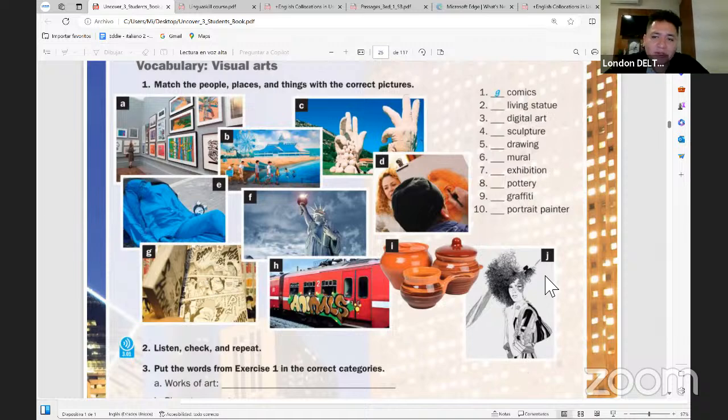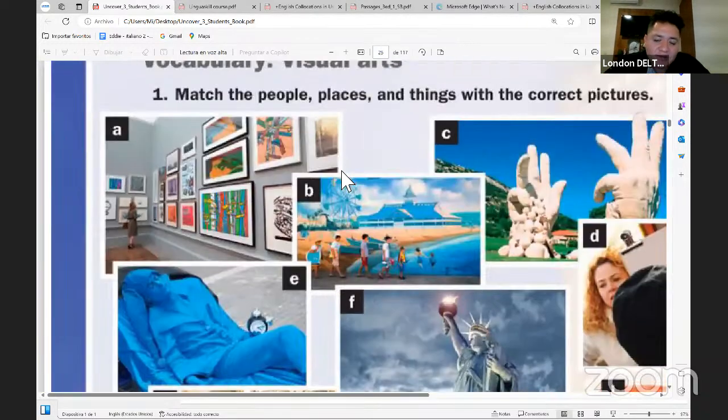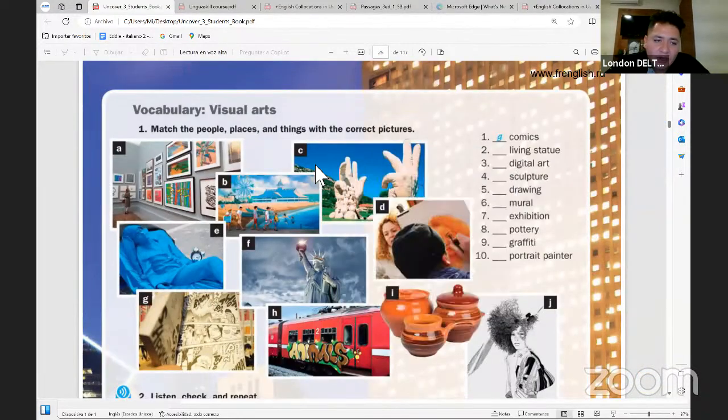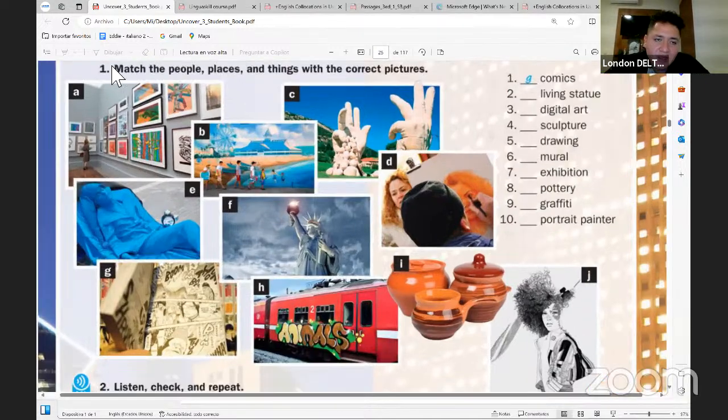Okay, so here we have some vocabulary. These are visual arts that we're going to be focusing on. So look at all these pictures. Let's check. So let's look at picture A. Please tell me, Daniela, what word do you think would describe letter A? ¿Qué sería la letra A?